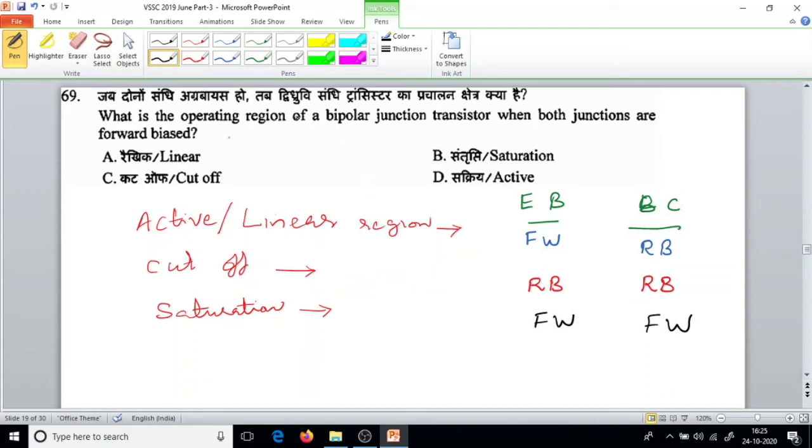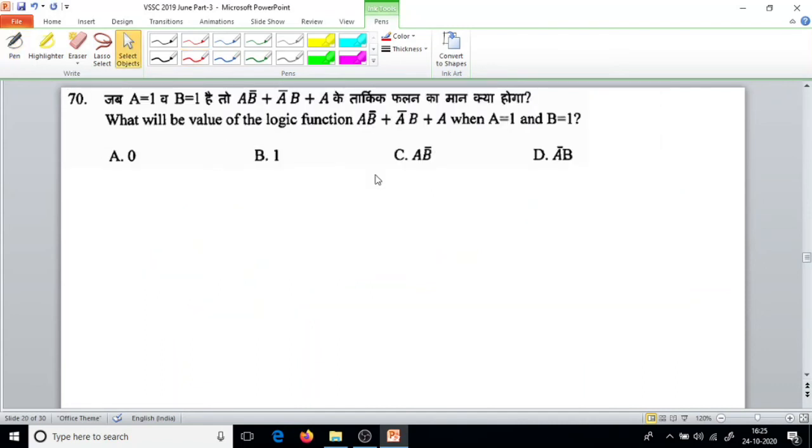So the question is, what is the operating region of a bipolar junction transistor when both junctions are forward biased? That is saturation. Okay, now this is our next question. Question number 70. What will be the value of the logic function AB complement, or A bar B, when A equal to 1 and B equal to 1? We will just draw the diagram and see what happens.